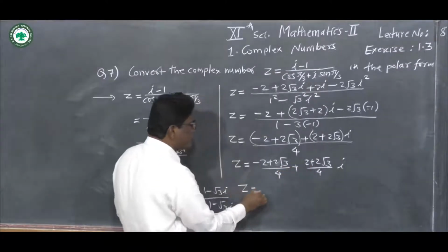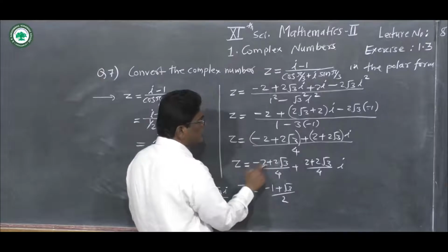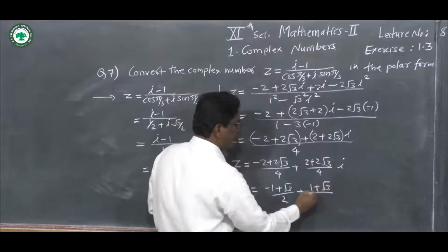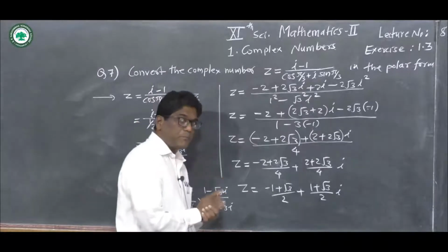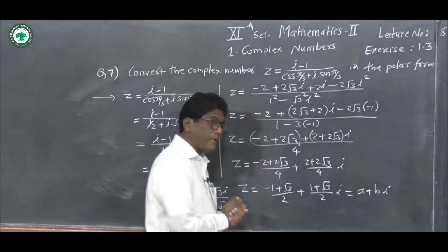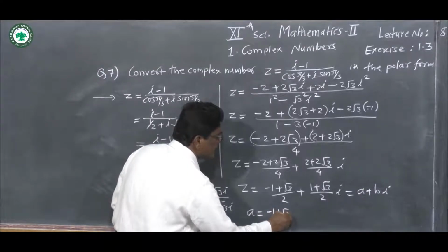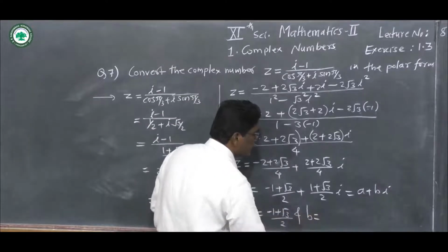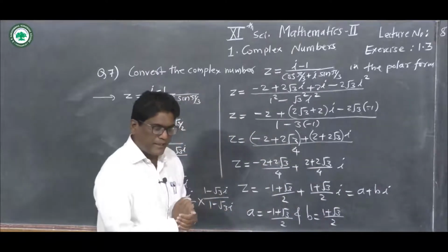So we get here z is equal to minus 1 plus root 3 divided by 2. Take 2 common and divide by this 4. Here also 1 plus root 3 divided by 2 into i. Okay, and now compare with a plus ib. This is equal to, suppose, a plus bi. What is a and b? a is equal to minus 1 plus root 3 divided by 2, and b is equal to 1 plus root 3 divided by 2. This is the value of a and b.